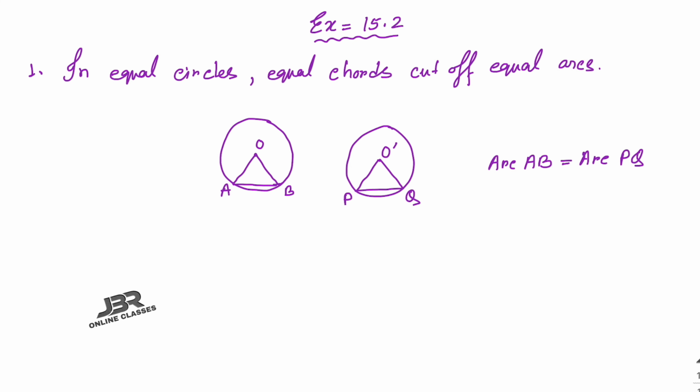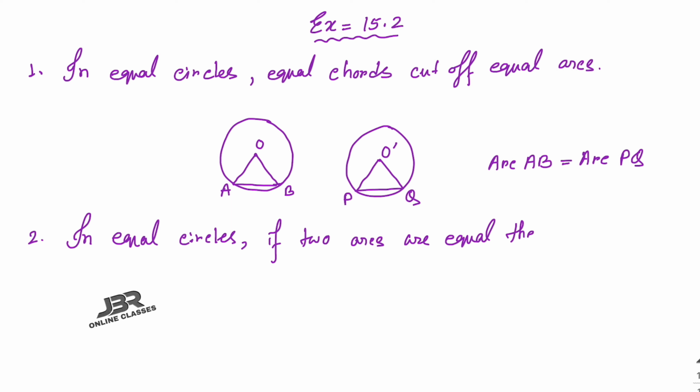Now the next property, that is the converse part. In equal circles, if two arcs are equal, then their chords are also equal. Clear? So these are two properties of a circle from an arc and the chords.